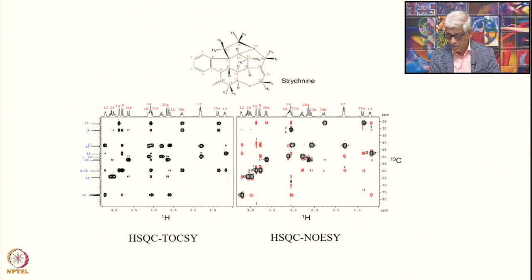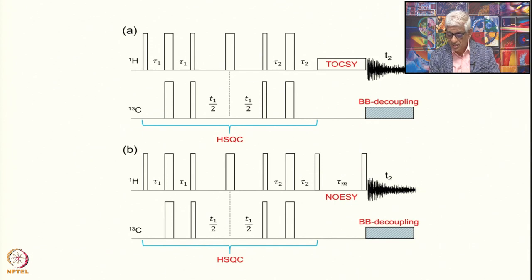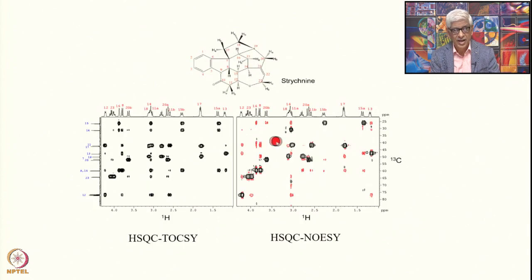So let me go back to this experiment here. You see, the magnetization at this point is on the proton, so we are talking about the proton-proton NOE. Therefore the NOEs which are happening are between the protons. If I have a carbon here, it is attached to a proton and it shows an NOE to another proton attached to a different carbon, then you will see that sort of correlation here. We can walk through the carbon chain from the proton-proton correlations appearing at a particular carbon chemical shift.